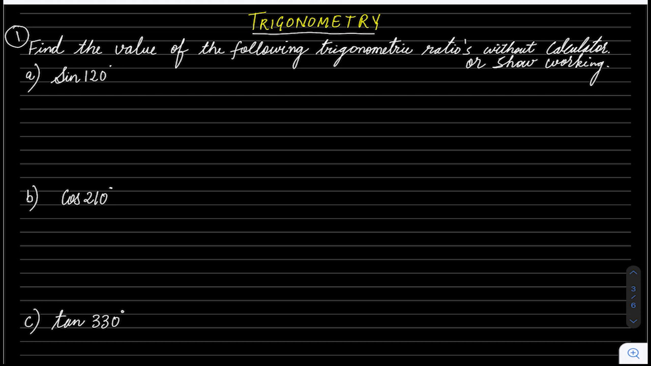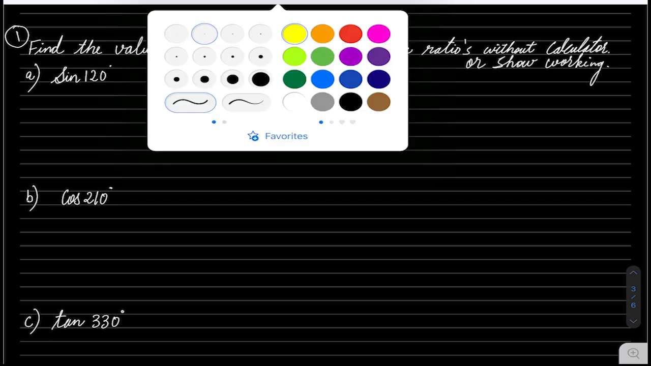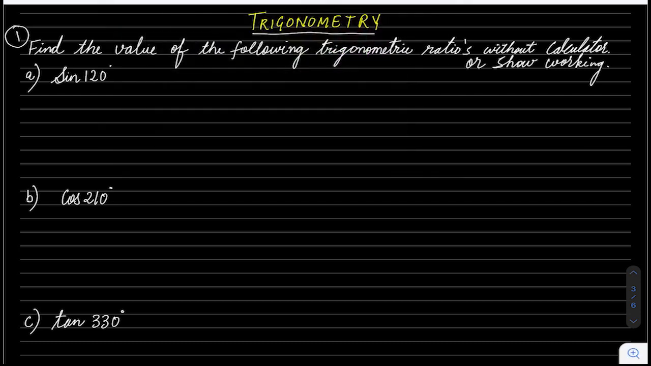So how questions can be asked in exams. The first question is: find the value of the following trigonometric ratios without a calculator, or you can just show the working. Sometimes these questions are asked in the exam and you have to show working, otherwise they don't give you full marks. Or if you have a non-calculator paper, then obviously you have to solve this without a calculator. Okay, so how to find the value of this?